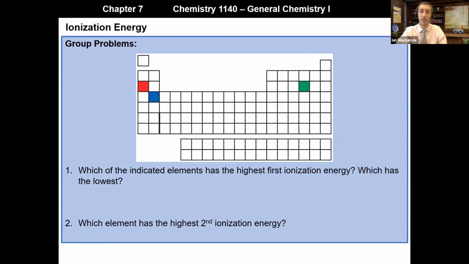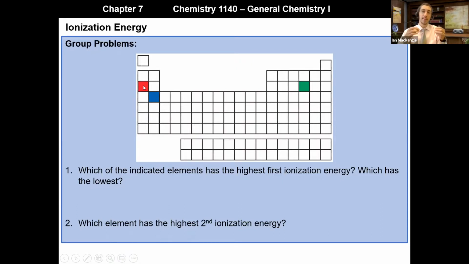Now the second question here is, which of these elements has the highest second ionization energy? And in this case, it might be a little bit unclear. First of all, let's just look at what happens when we go to remove these electrons. So if I look at my number of valence electrons, if I count my way across, green is going to have 1, 2, 3, 4, 5, 6. It will have 6 valence electrons. Blue will have 2, and red will just have 1.